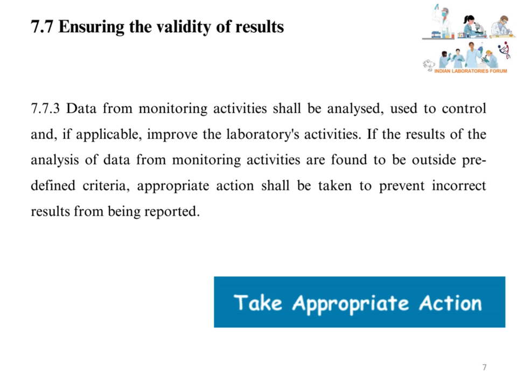If the results of the analysis of data from monitoring activities are found to be outside of predefined criteria, appropriate action shall be taken to prevent incorrect results from being reported. If the performance in PT, ILC, and IQC is found to be an outlier, the laboratory has to perform the investigation to identify the reason for the outlier and take the proper corrective actions to prevent the reporting of incorrect results.